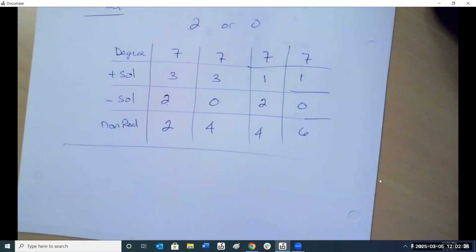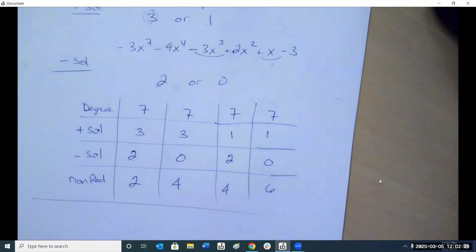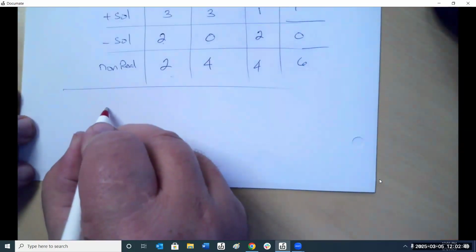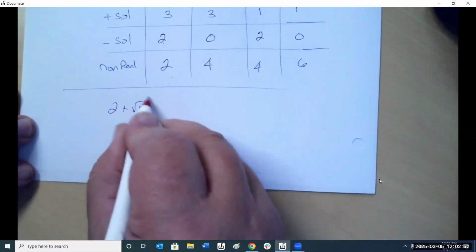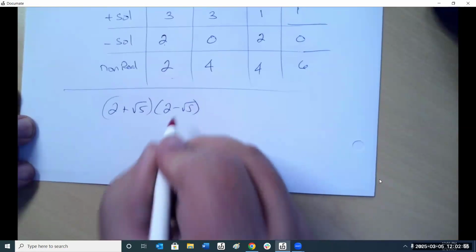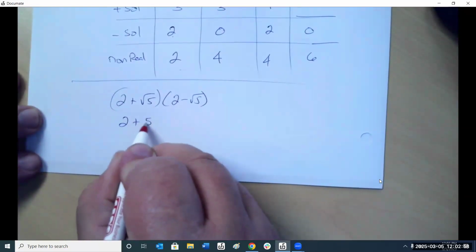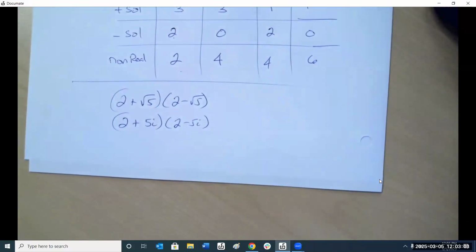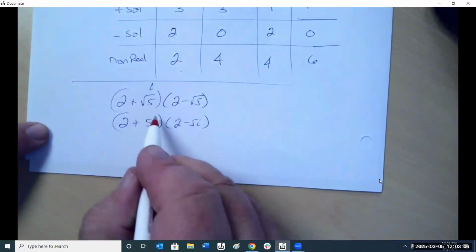So you see now, the more of those that happen, your possibilities become greater. Which means you're going to have a hard time working on this, because look how many non-reals. There could be conjugate pairs, radicals, complex numbers. If you have 2 plus radical 5, then you have to have 2 minus radical 5. If you have 2 plus 5i, then you have to have 2 minus 5i. They have to come in conjugate pairs, because your final answer cannot have radicals or imaginaries.